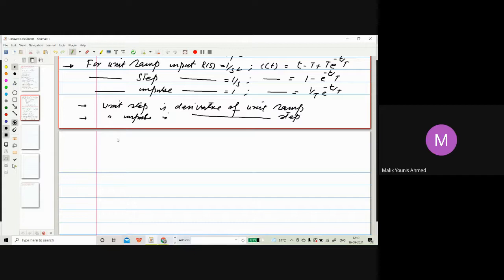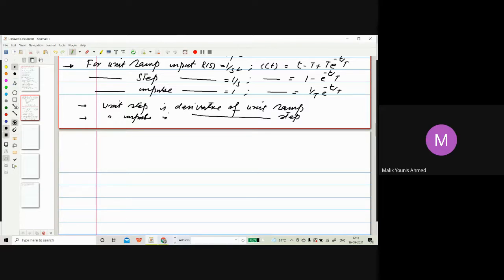Thus, we can also say that the response to the derivative of an input signal can be obtained by differentiating the response of the system to the original input. That means we can take the derivative of the ramp response to get the step response, and the derivative of the step response to get the impulse response, and so on and so forth. This property is very important for linear and time invariant systems.